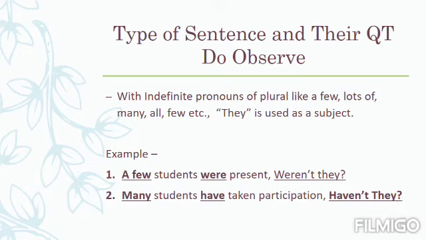Look at the second example. Many students have taken participation. This sentence is in the present perfect tense. The supportive verb have has been used. First of all, put have. This is the positive statement, so make it negative, put not. Have not will become haven't. And in the place of many, as a rule, we should put they. Thus, the question tag will become haven't they.